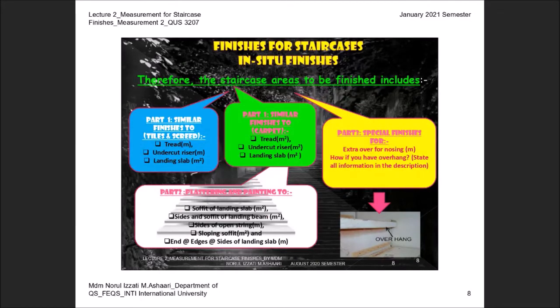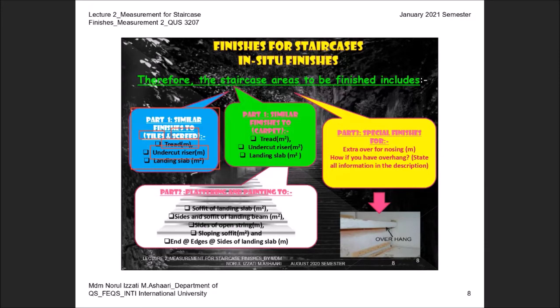Now we focus on the category. I start with number 1, the first category, part 1. This is similar to the finishes for tiles and the screed. So what does it mean? Once you measure the screed, you can take quantity to measure the tiles. For example, if you measure the tread, you can take the quantity for the tiles. Once you measure the screed for riser, you can take the quantity to measure the tiles for riser.